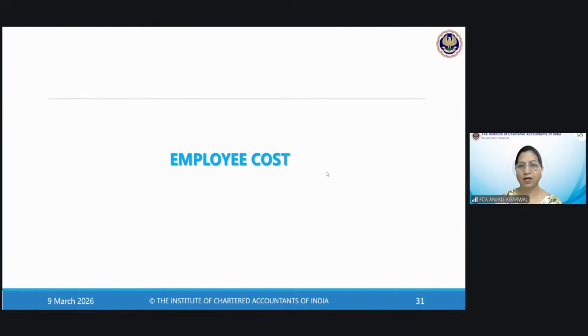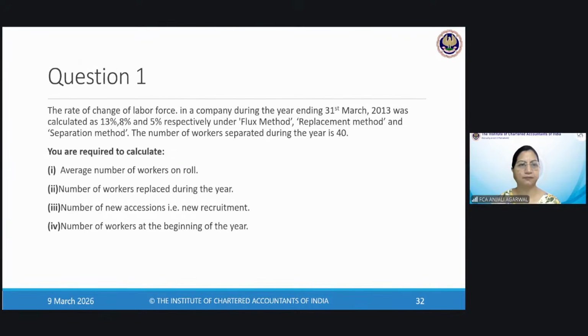Now we move on to our next chapter today, which is employee cost. Okay. I have taken a question here through which I will explain to you labor turnover.